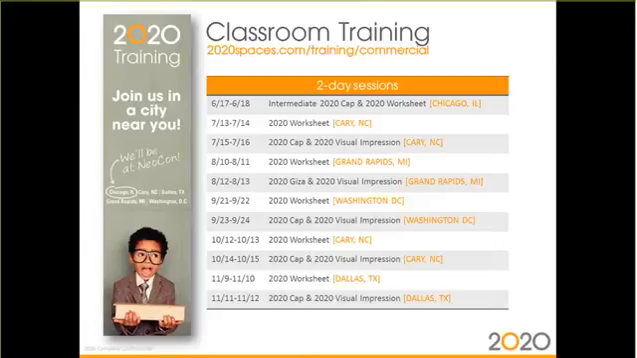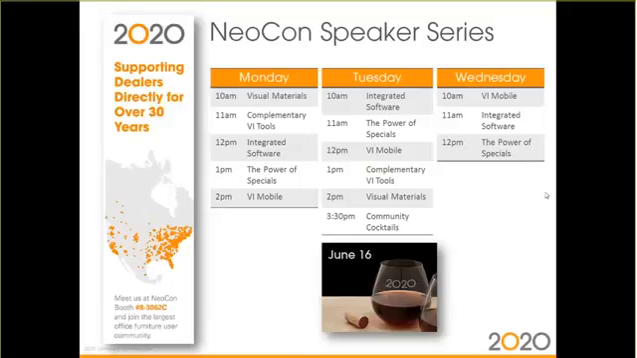These types of trainings that you see on the screen right now are 2-day sessions per software. So you can spend 2 days and learn about worksheet and 2 days and learn about CAP and visual impression, or Giza and visual impression, in a few different cities. So Cary, North Carolina, Grand Rapids, Washington, D.C., and Dallas later this year. Again, it's also on our website, the2020spaces.com/training/commercial. So hopefully we will see you guys soon in one of those classes.